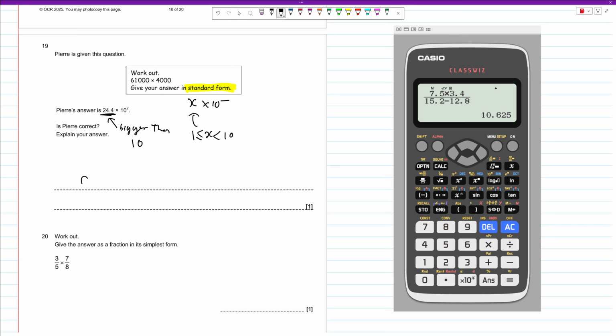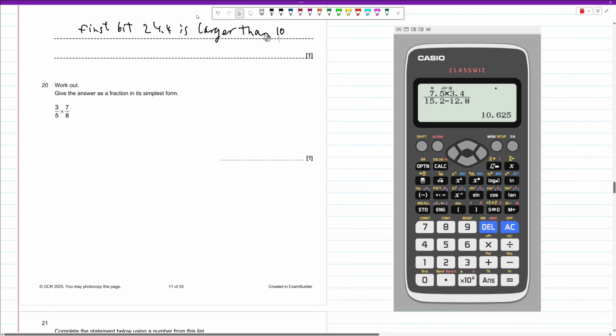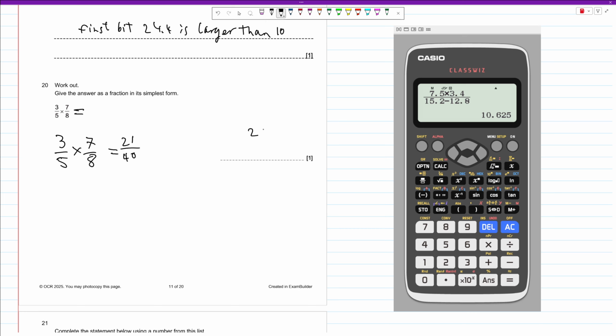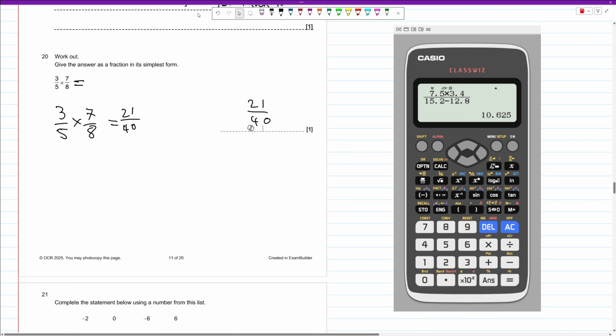So first bit, the 24.4 is larger than 10. Okay. Nice little fractions. Times the top, 21, times the bottom, 40. 21 out of 40.